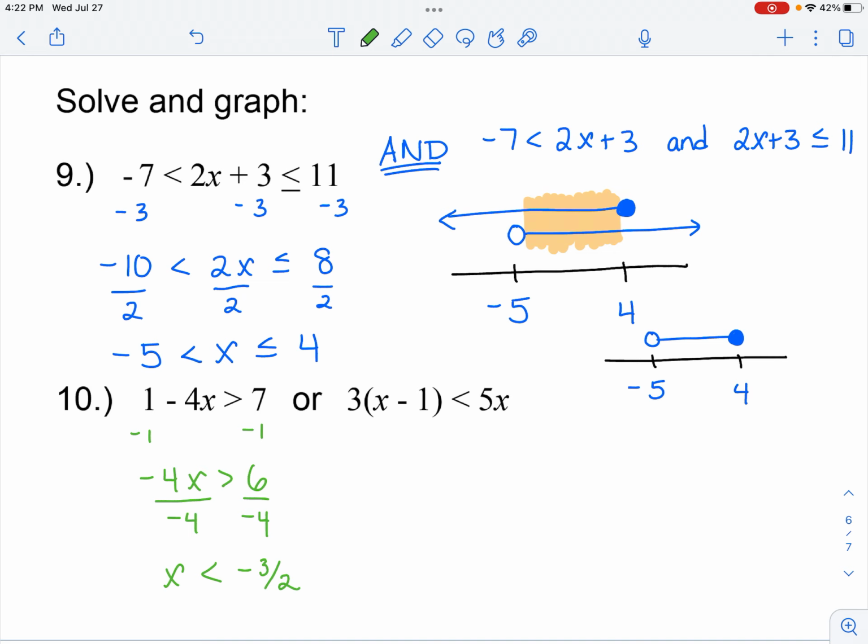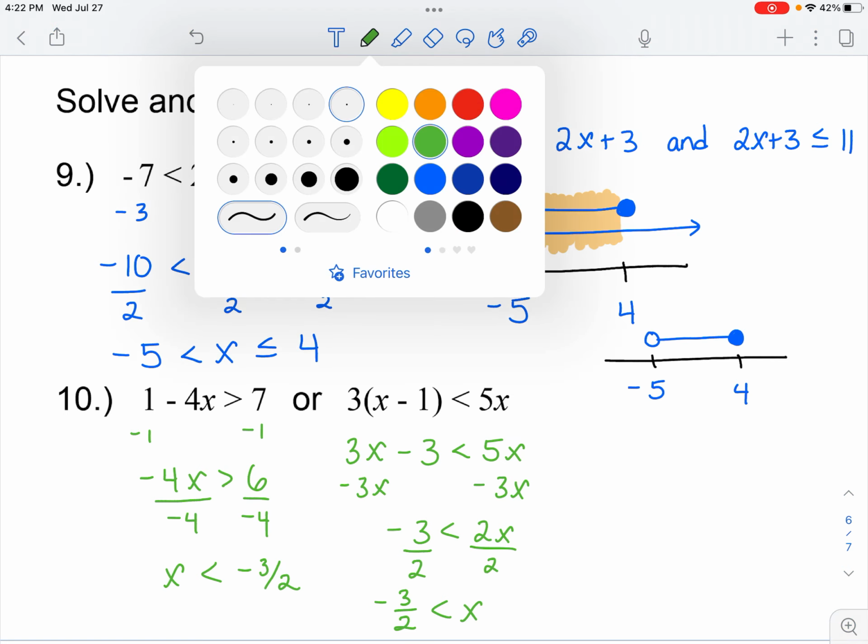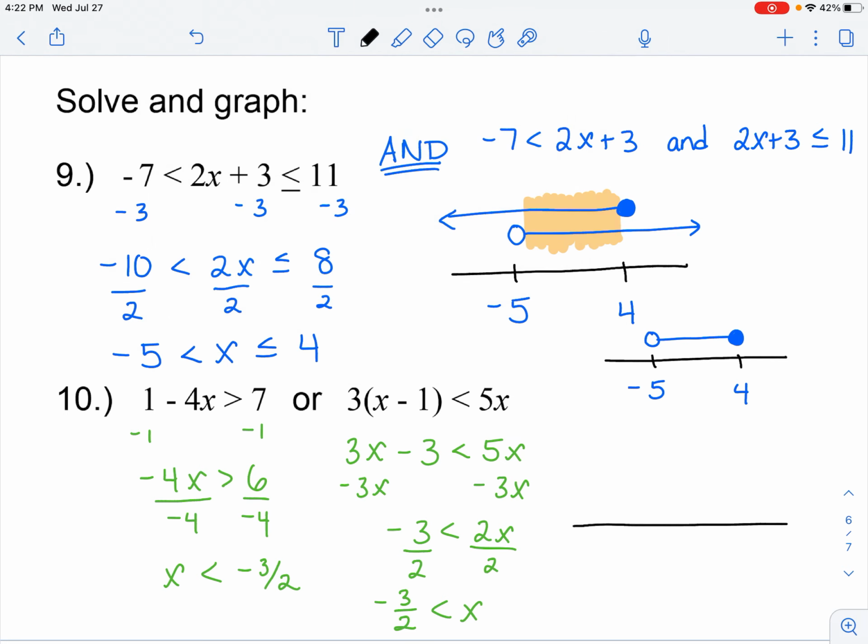All right, and then I'm going to solve the other, which is 3x minus 3 is less than 5x. I'm going to subtract over the 3x to get negative 3 is less than 2x. Divide out the 2. And I'm going to get x is greater than negative 3 over 2. So it was the same number twice. Let's see what the graphs look like. Oh, it was the same number twice. I don't need two different numbers. I just need one number.